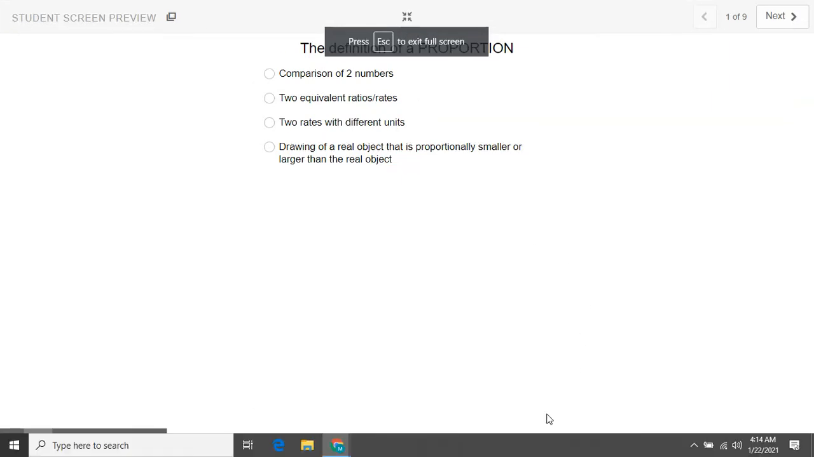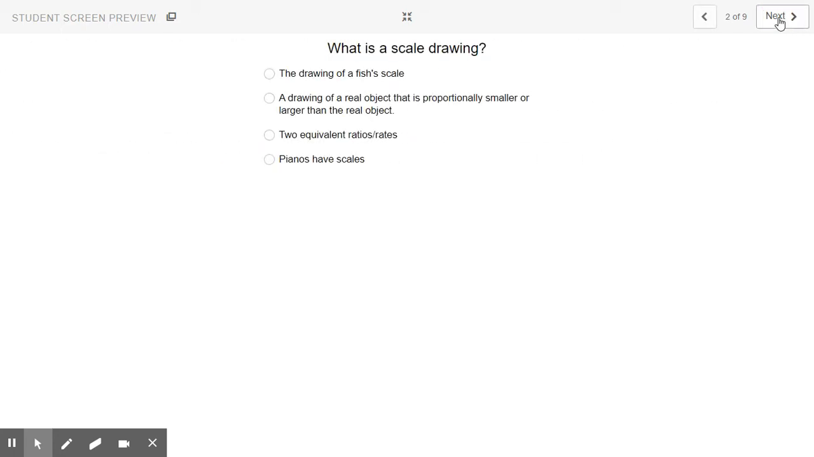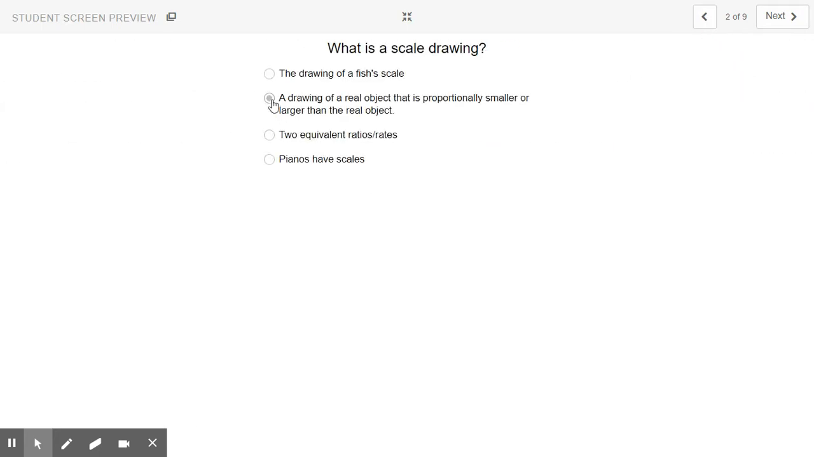This is the answer key to the Module 7.2 problems. The definition of a proportion is the second one: two equivalent ratios or rates. That's what a proportion is, two equivalent ratios or rates. What is a scale drawing? It's a drawing of a real object that is proportionally smaller or larger than the real object, the second one.